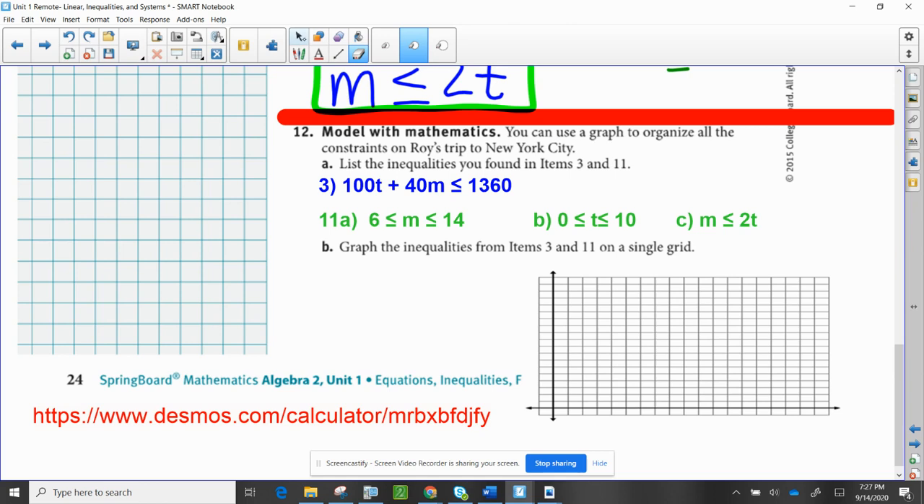So he wanted us to graph this on a grid. I'm not actually going to do it by hand. I'm going to show you guys using Desmos. So I'm going to click this link here. If you have to pause to copy down all of our equations, then go ahead and do that.